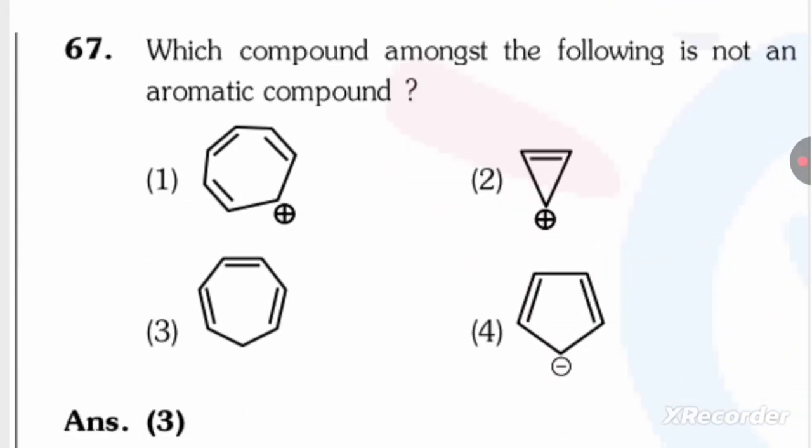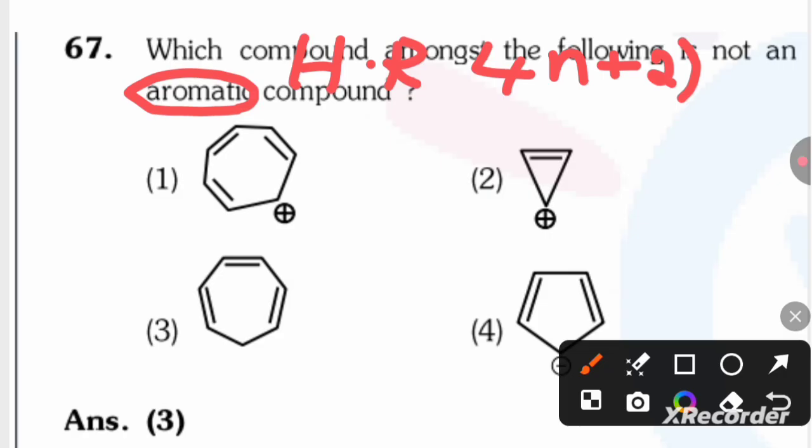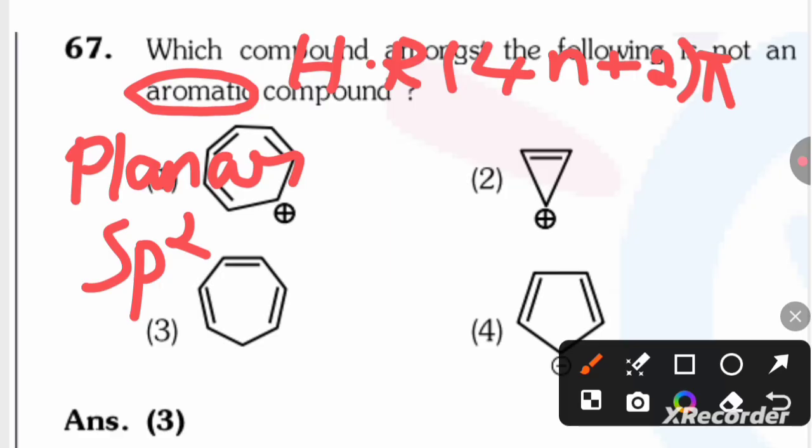Let us move to the next question. Which compound among the following is not aromatic? You know, in the 11th CBSE hydrocarbons chapter we learned that if you want to call any compound aromatic, it should follow Huckel's rule. According to Huckel's rule, it must have 4n plus 2 pi electrons. That is the first condition. Second, it should have a planar structure. Planar means it must have sp2 hybridization.